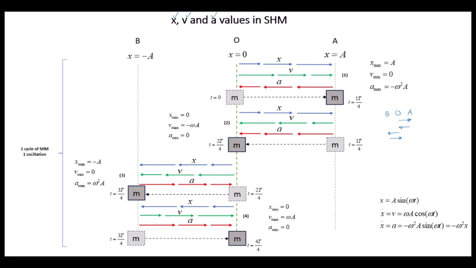Important to mention that I could have considered any other cycle also. For example, I could have considered something like this. We have B, O, and A. I could have considered the object starting the motion at point B.